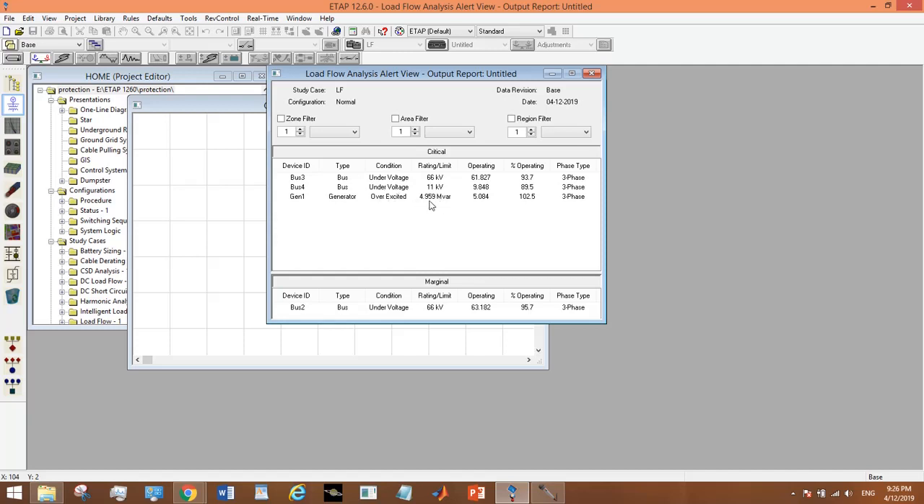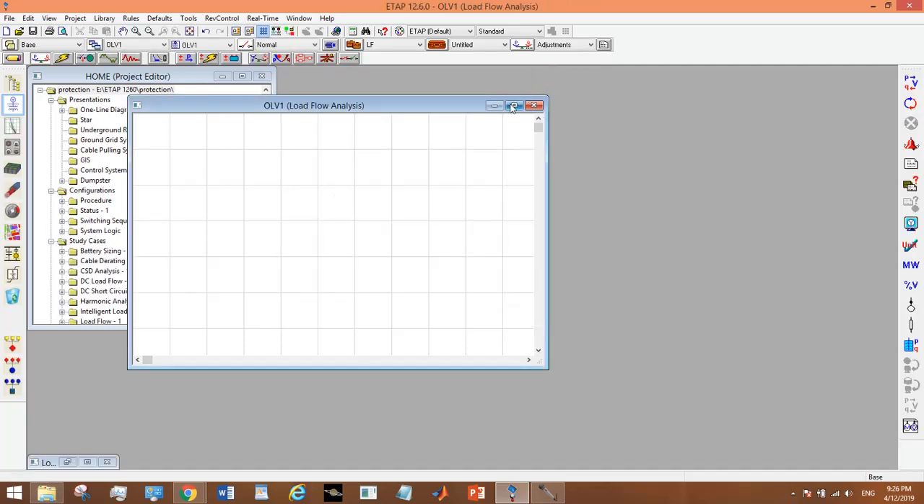and the MVAR limit for generator was 4.959 MVAR, but the load is drawing 5.084 MVAR. So first we will cater under voltage issue, and in the next video we will cater the overexcitation issue.